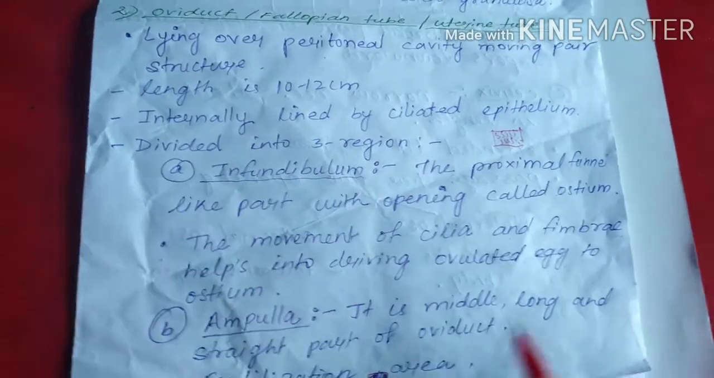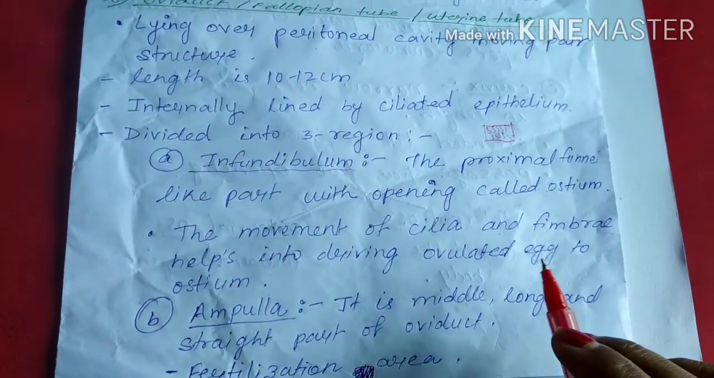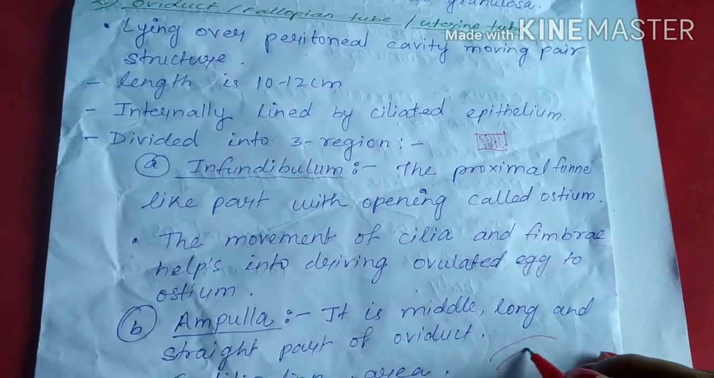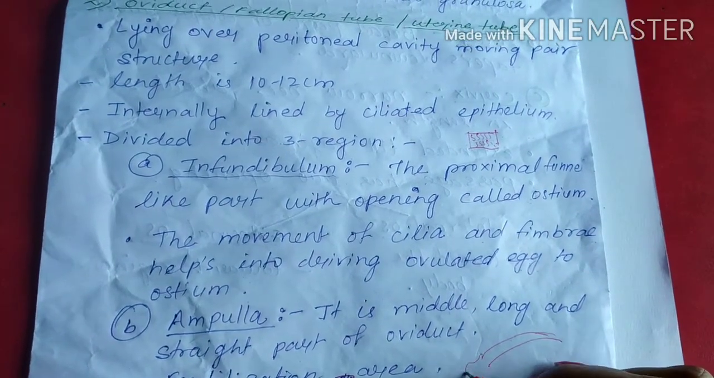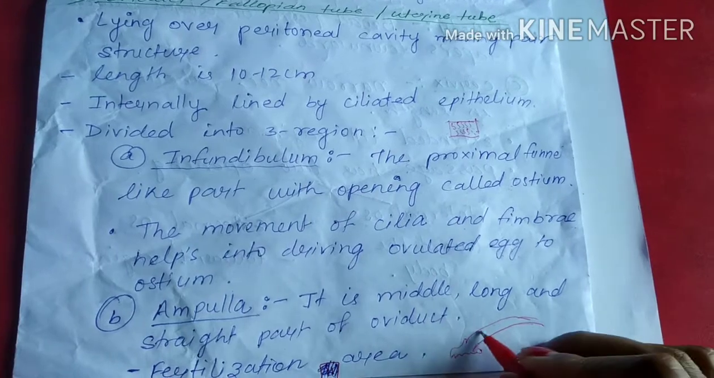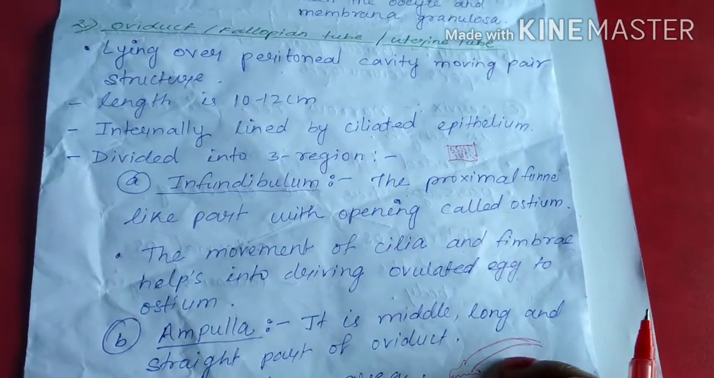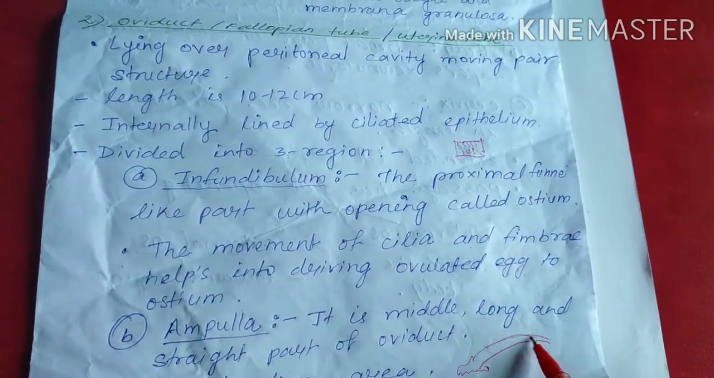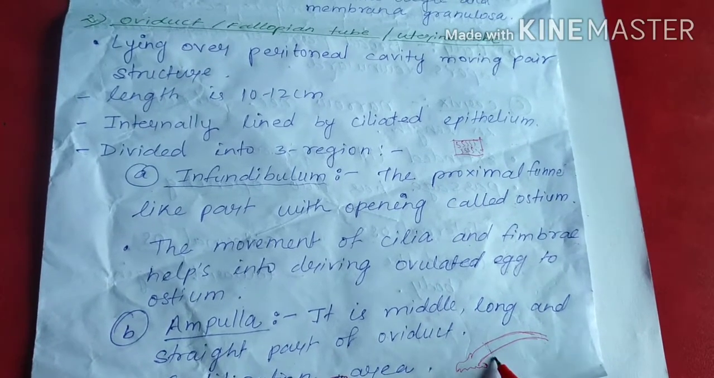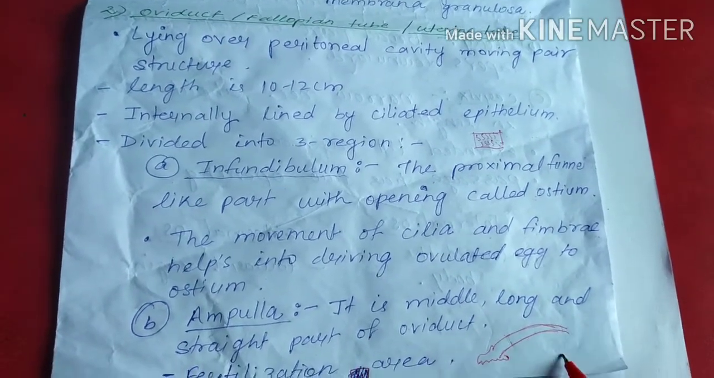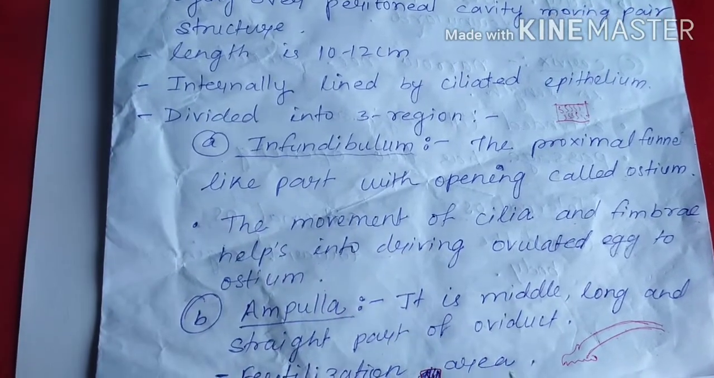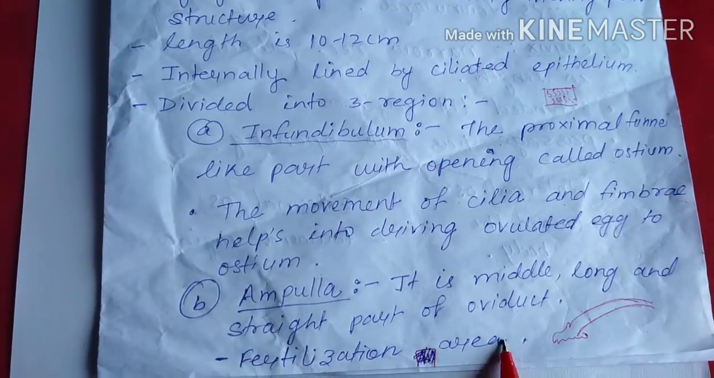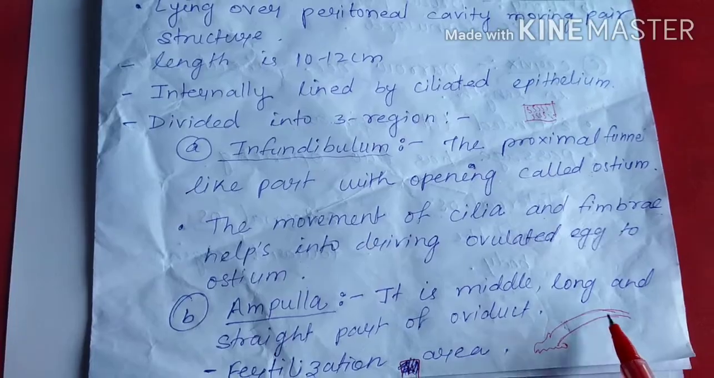Ampulla is the middle long and straight part of the oviduct. As we can see from the diagram, this is the fimbriae, and this is known as the oviduct, also known as the fallopian tube. So ampulla is the middle long and straight part of the oviduct. One thing is important about it, that it is the fertilization area. Here the ovum and sperm are fertilized together.